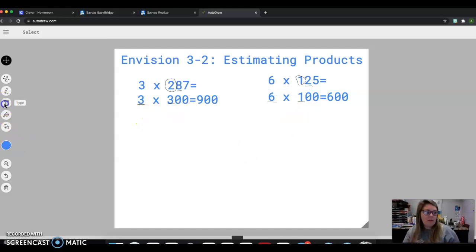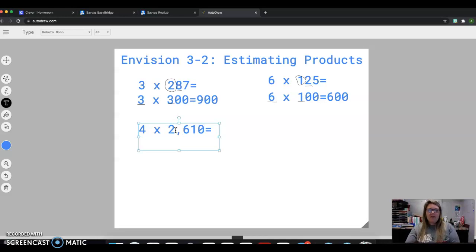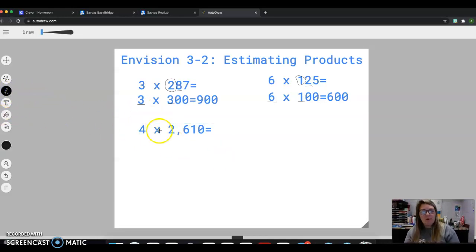Let's do one that's a little bit larger. Let's do 4 times 2,610. So again, we're going to round to the largest place value. So in this problem, the largest place value is not the hundreds place like we did on the other two problems. This time we're looking at the thousands place.